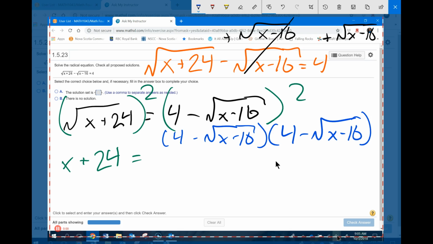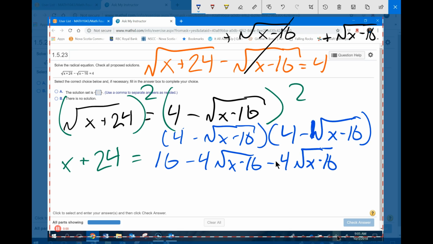So our first term, 4 times 4, is going to be 16. Our outside term here, 4, just interacts with this, because remember, there's really a negative 1 here. So 4 interacts with this. That's going to be negative 4 root x minus 16. Same with the inside here, negative 4 root x minus 16. And then over here it's just going to cancel itself, right? Negative 1 times negative 1 is just 1, so a plus. And then the square root of x minus 16 squared just cancels, so we just get x minus 16 there.